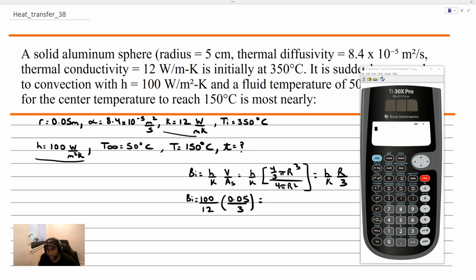What this ends up being is, we have a calculator right here, 100 divided by 12. That is equal to this value, multiplied by 0.05 over 3.